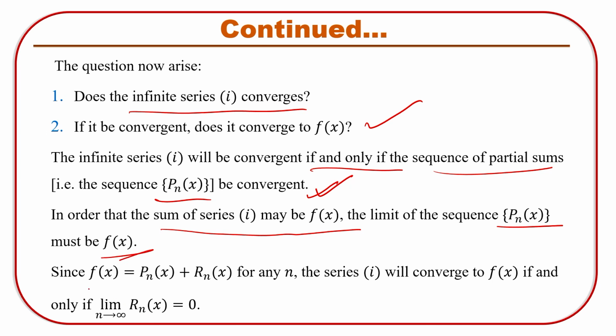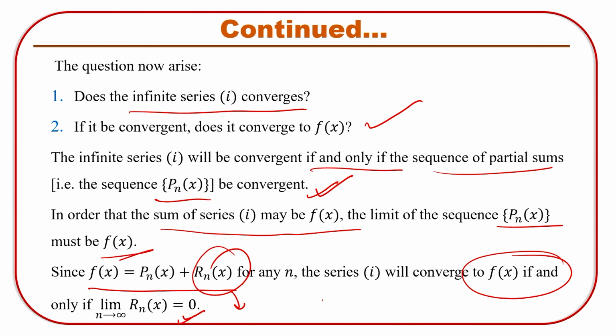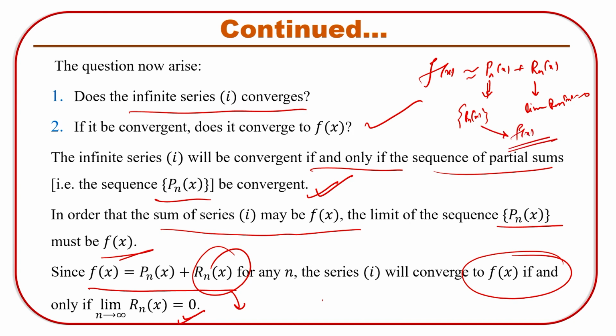And since f(x) is equal to P_n(x) plus R_n(x) for any n, the series 1 will converge to f(x) if and only if this limiting value of R_n(x) is going to be 0. So, that is our case. What we have done is write f(x) as P_n(x) plus R_n(x), and if I take the limit, the limit of R_n(x) equal to 0, that means P_n(x) as a sequence, if it is convergent, will converge to f(x), right.